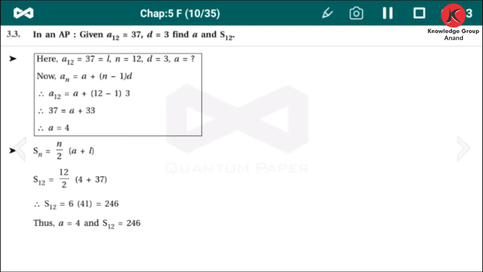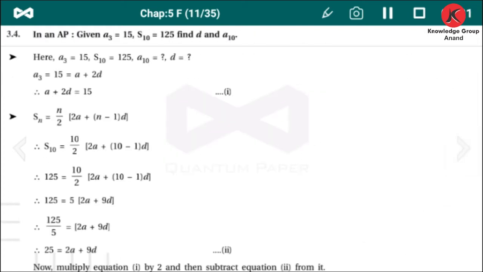S12 is equal to 12 by 2, therefore 6 into 41 is equal to 246. A is equal to 4 and S12 is equal to 246.